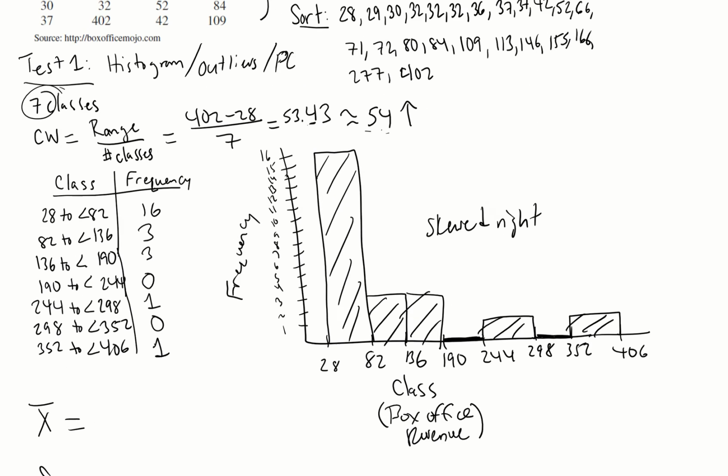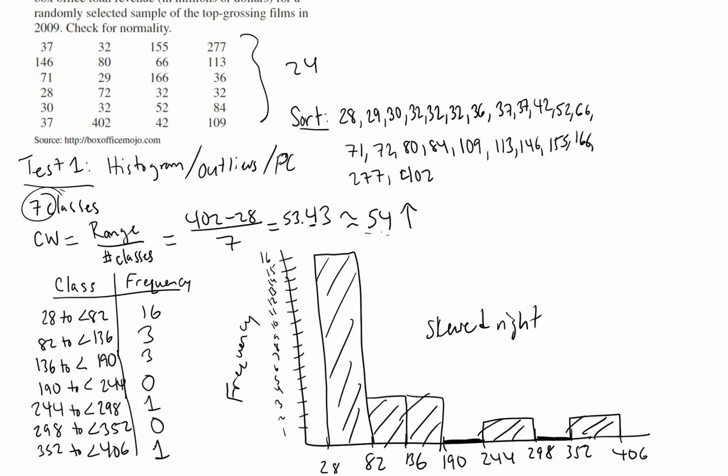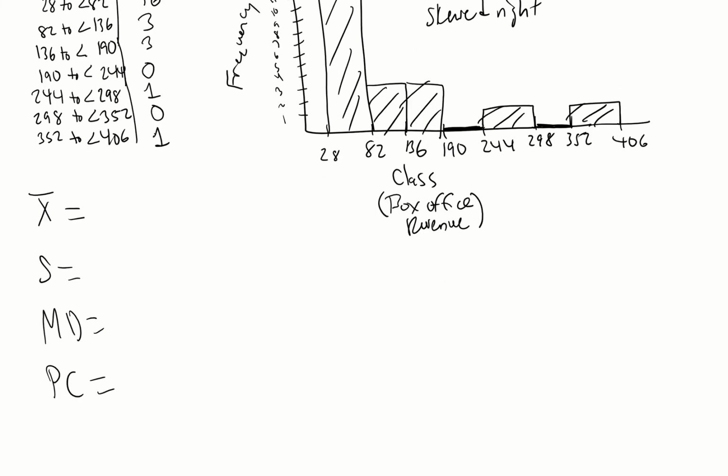All right, so to do the average, just add up these numbers, right? You're going to add up these numbers and then divide by, we have 24 of them. So if you add up these data points and divide by 24, you're going to get 90.